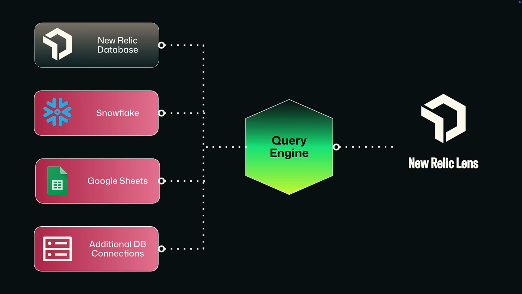Enter New Relic Lens. It's a federated query engine letting you treat your external databases like Snowflake, Postgres, and AWS CloudWatch as if they were just another table inside New Relic. You don't need to set up data exports into the New Relic database, just build a connection and start querying.